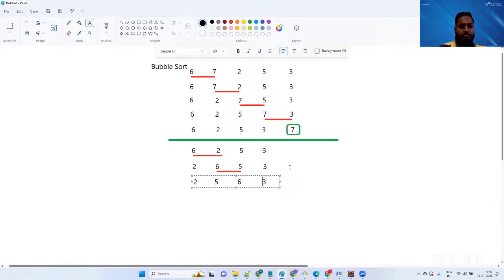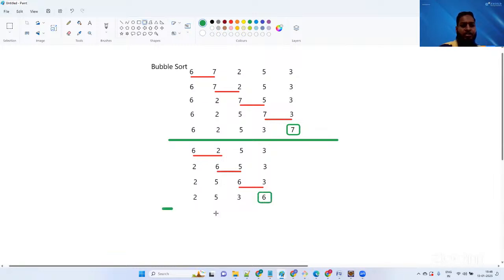Then the next iteration, 6 compared with 3. Do I need to swap? Yes, because 6 is greater than 3. So 2 at its original place, 5 at its original place, we will swap 3 and 6. Okay. And now I have got my second largest number also at its desired location. And my second iteration also is complete.